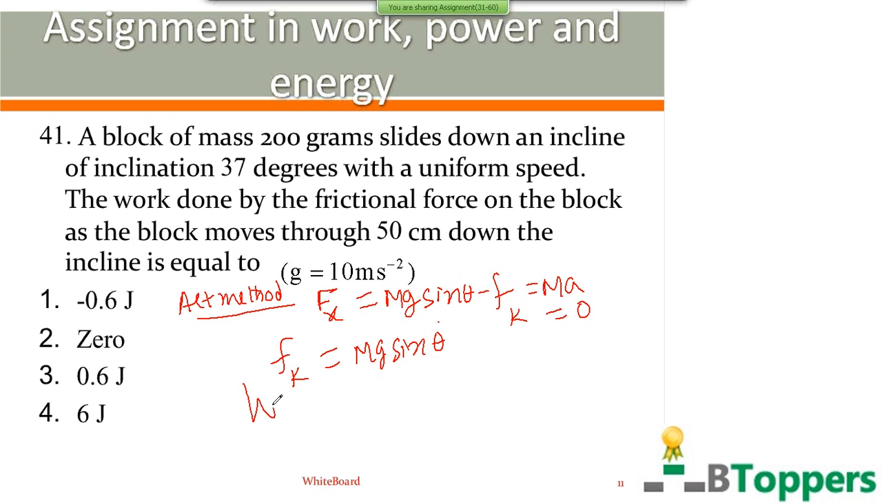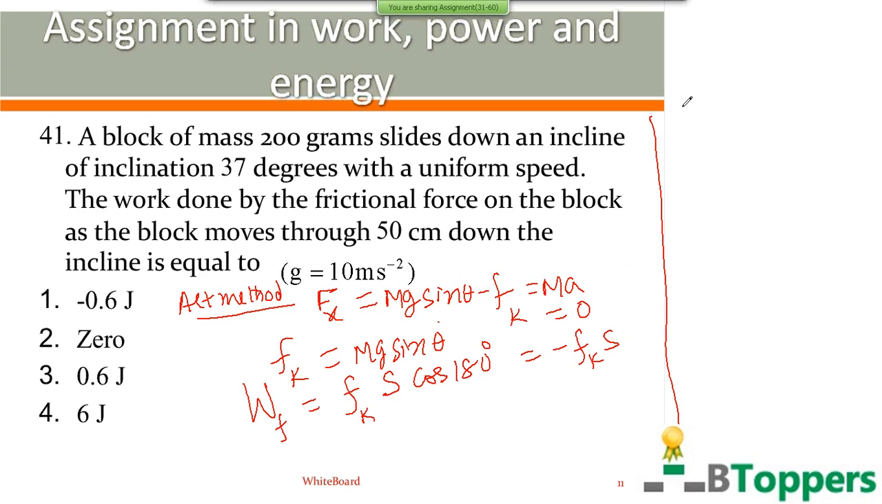So work done by the force of friction on the block, we denote it by W subscript f, is equal to fk into s into cos 180 degrees, because the force of sliding friction or kinetic friction acts in the opposite direction of the displacement of the block. Or you can write minus fk into s. In this case, the kinetic friction on the block is the same as the component mg sin theta. So minus mg sin theta into s. So we have arrived at the same result the other way. Now we can substitute all the numerical values and simplify it as we have done in the previous method.